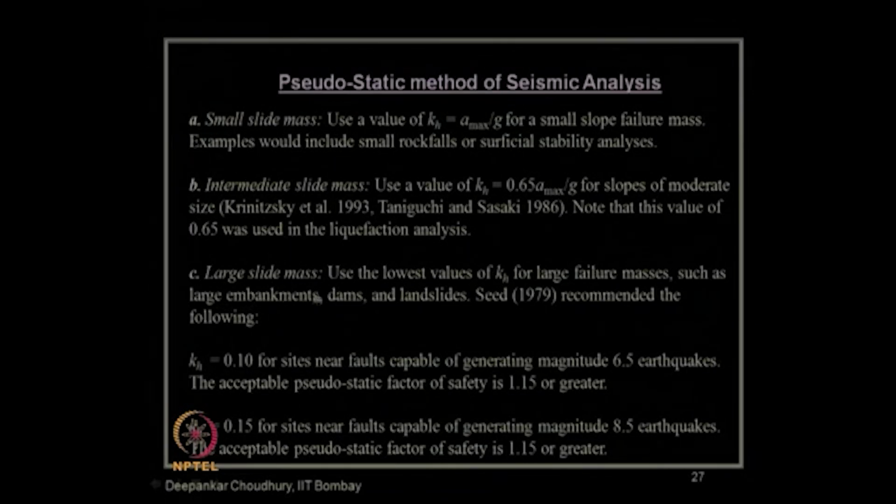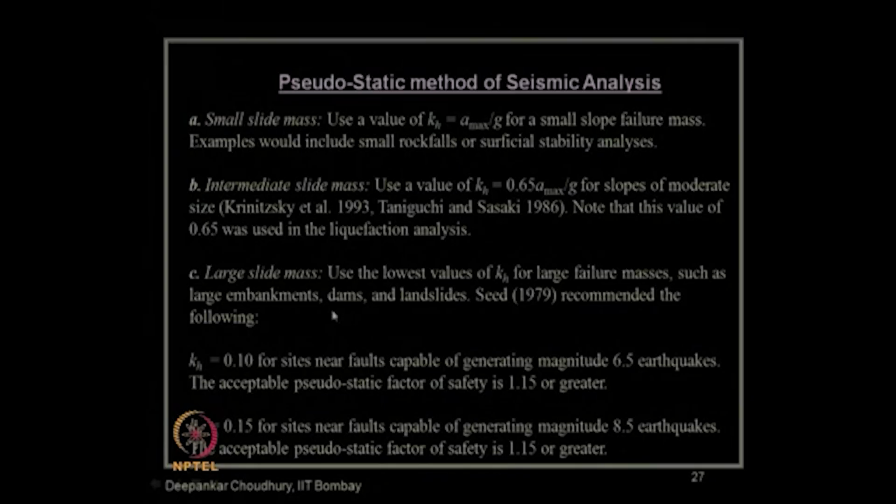For a large slide mass, use the lowest value of kh, for large failure masses such as large embankments, dams, landslides, etc. And Seed in 1979 recommended that the kh value should be 0.1 for sites where nearby faults capable of generating a magnitude 6.5 earthquake are possible, and in that case he recommended that the acceptable pseudostatic factor of safety should be 1.15 or greater. That means the minimum value of the factor of safety should be 1.15 for that slope.